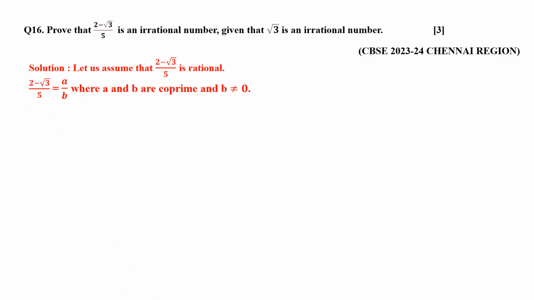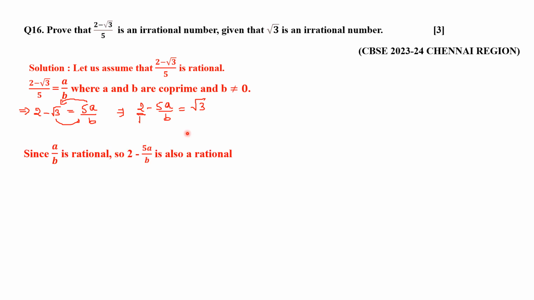So division will change to multiplication. So it will be 2 minus root 3 is equal to 5 times A by B. Now I am transposing 5A by B to LHS and minus root 3 to RHS. So it will become 2 minus 5A by B equal to root 3. Now you can see here 2 is a rational number because 2 I can write as 2 by 1. 5A by B is also a rational number. And the difference of two rational numbers is also a rational number. So from here I can say that 2 minus 5A by B is a rational number.